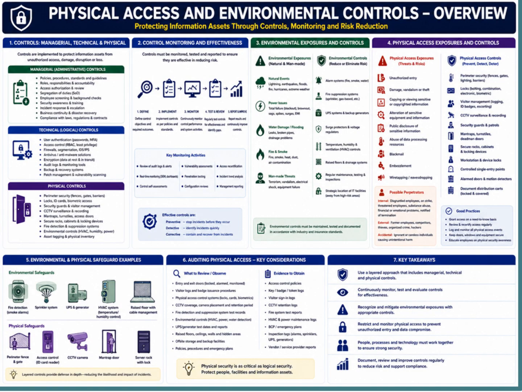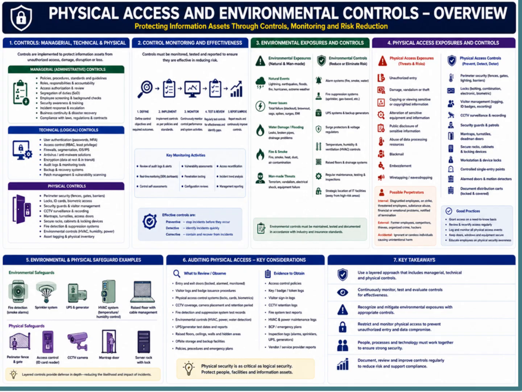Physical access and environmental controls are critical for protecting information assets from unauthorized access, damage, disruption, and loss. Security is not only about firewalls and passwords. Organizations must also protect buildings, server rooms, equipment, and supporting infrastructure from both physical and environmental threats. A strong physical security program combines managerial, technical, and physical controls.